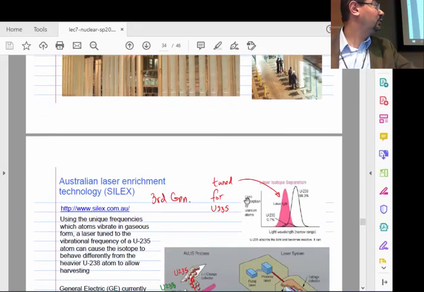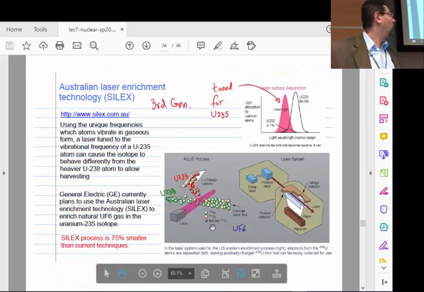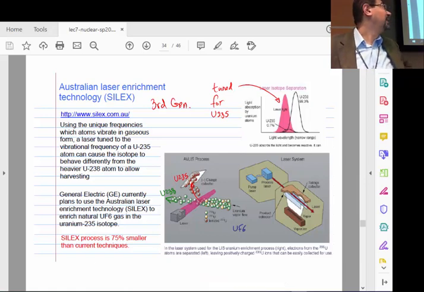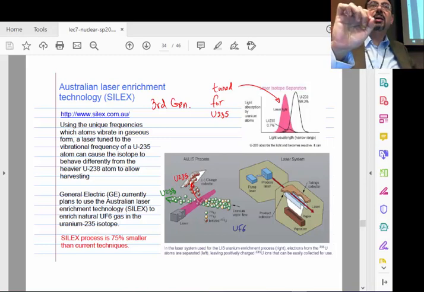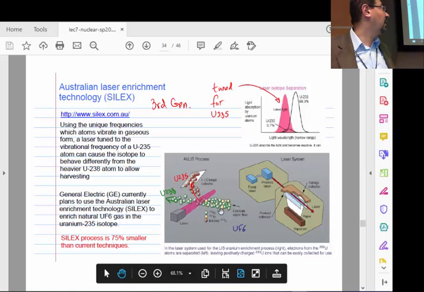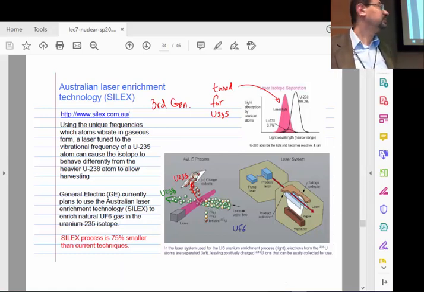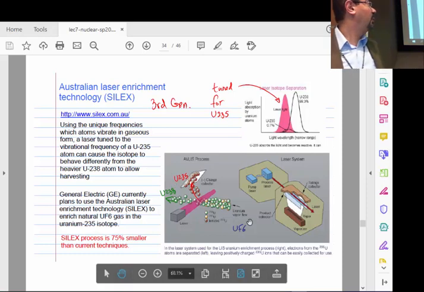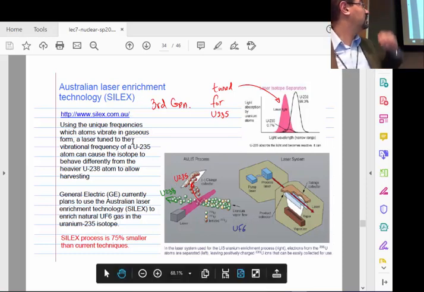Now the third generation is actually using lasers, and so using laser they could mark the heavy uranium from the lighter one, or increase its basically charge, and then you get bullets away from the flow.